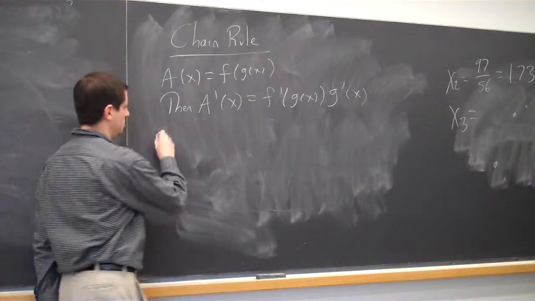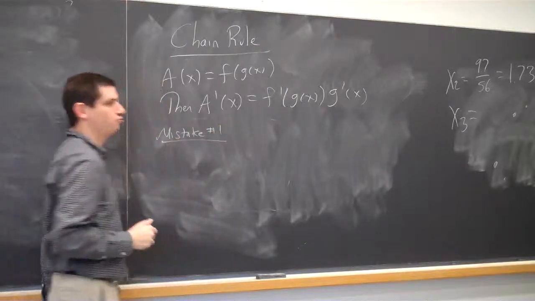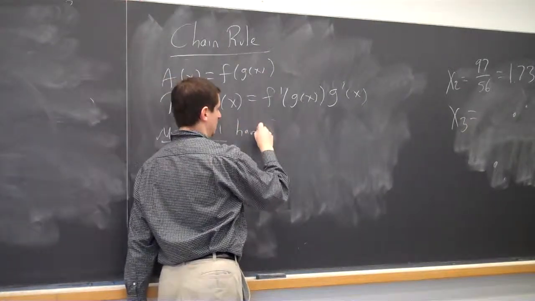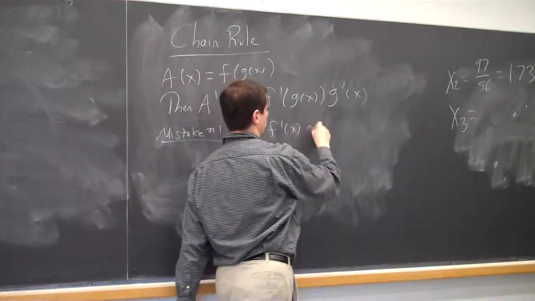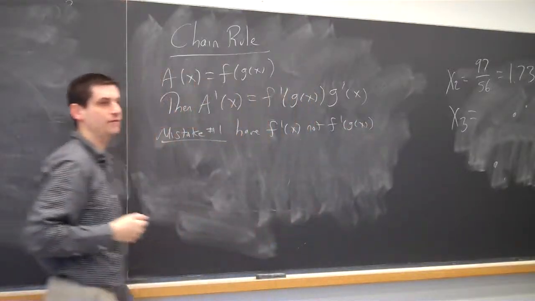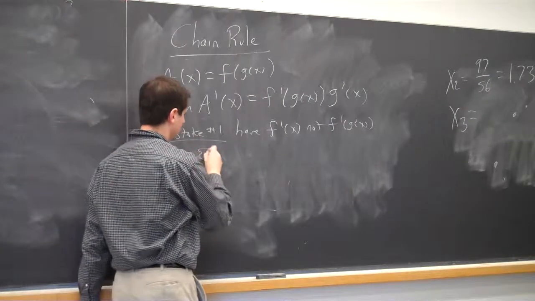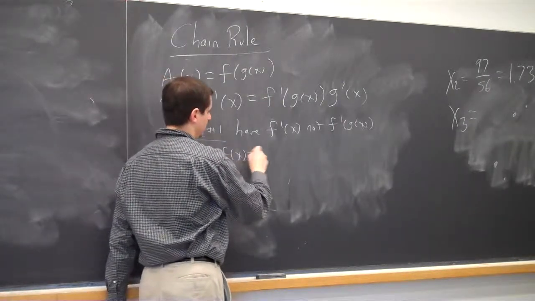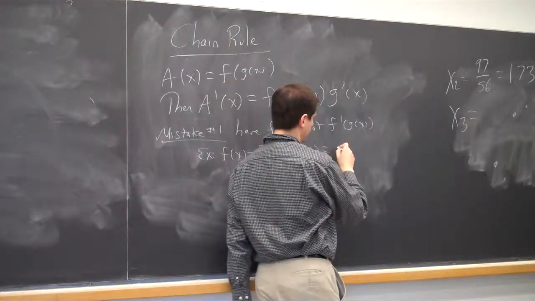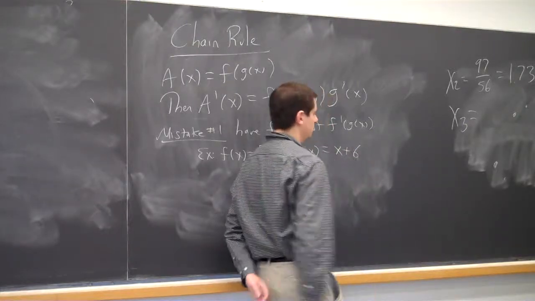Most common mistakes. Mistake number one, and again, it's really close as to which mistake is the most common, is to have f prime of x, not f prime of g of x. You have to remember where to evaluate your function. Okay? For example, let's say f of x is the square root of x, and g of x is x plus 4. Now let's do x plus 6. Doesn't really matter.